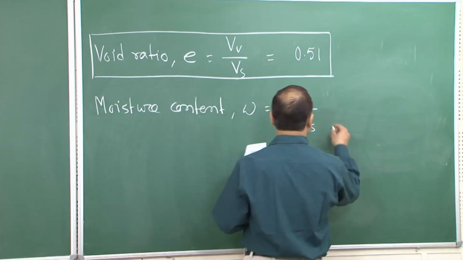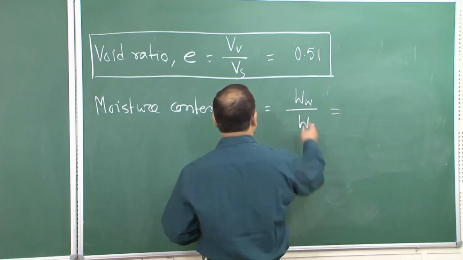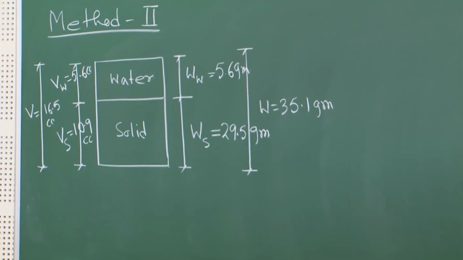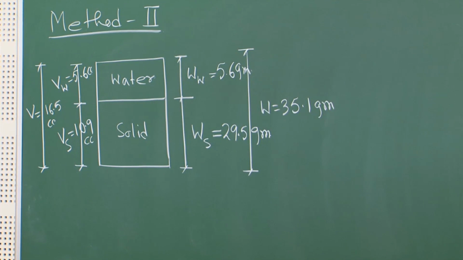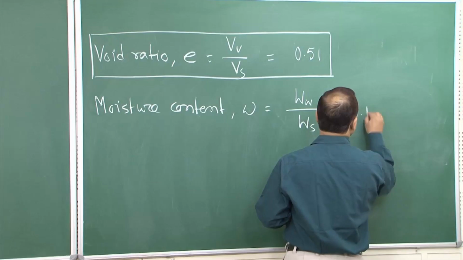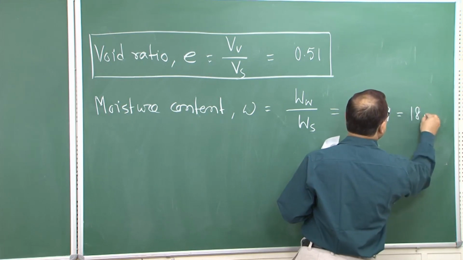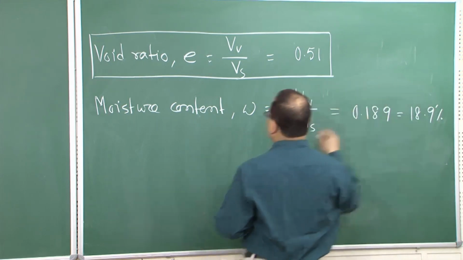So, if you now put in WW, that is 5.6 gram, and WS, 29.5 grams, you will get 0.189, which is nothing but 18.9%.